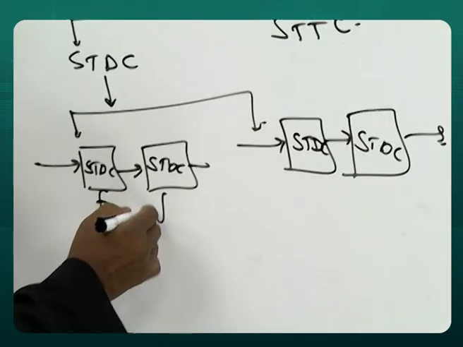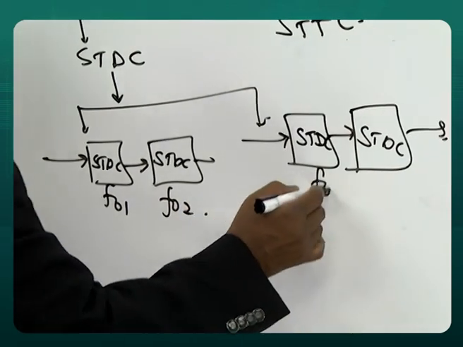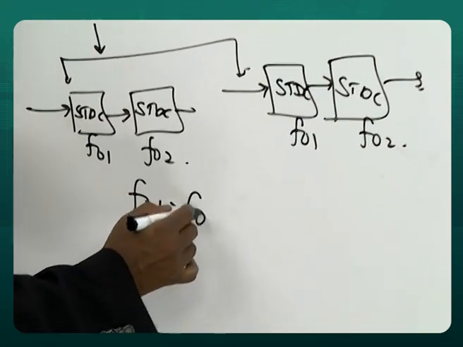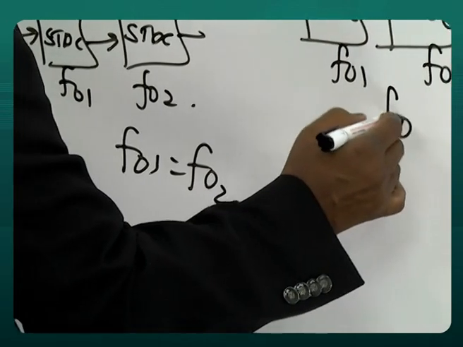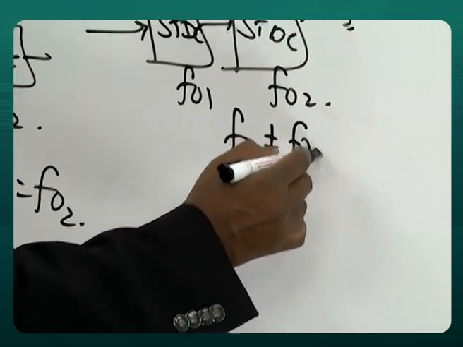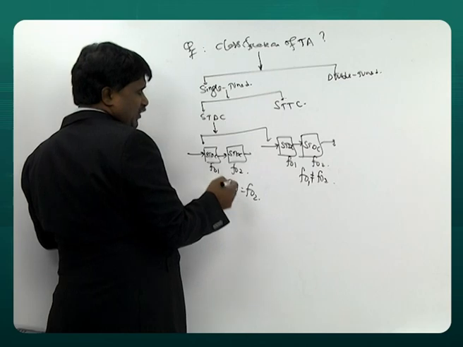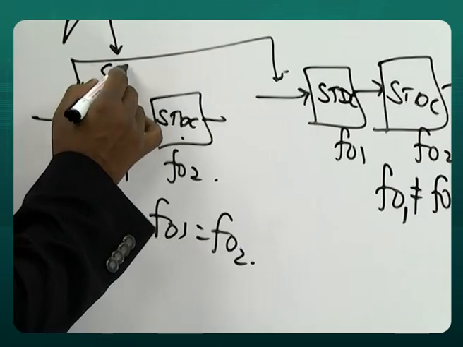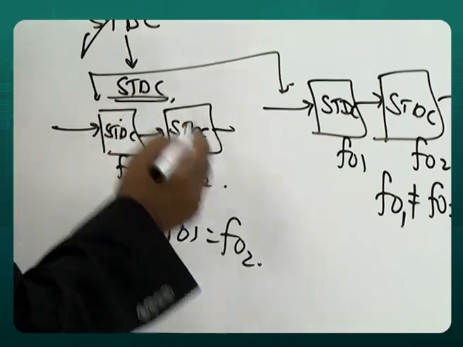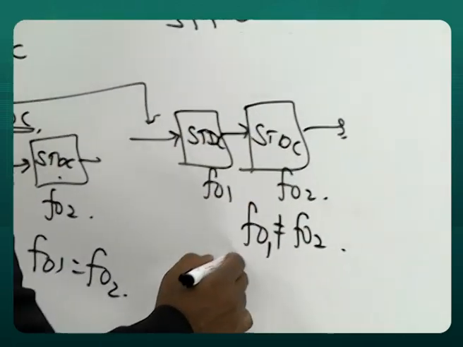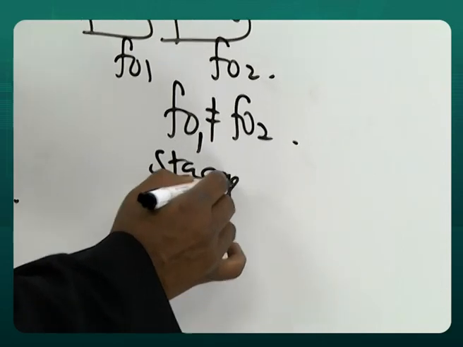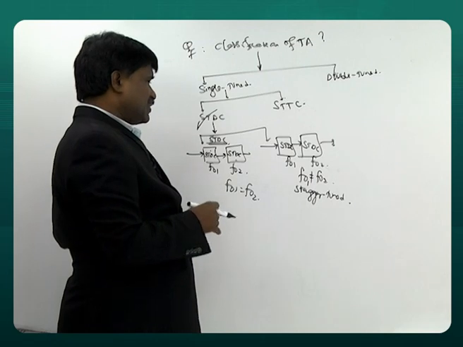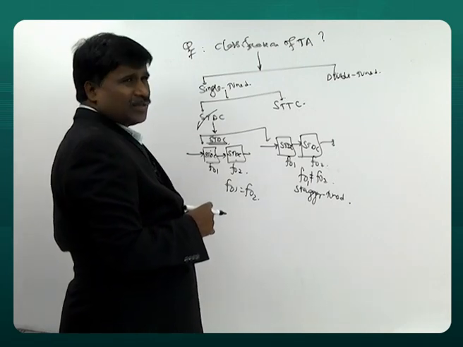This is F01, F02. If F01 is equal to F02, it is called cascaded single tune. That's why this is called single tune itself. But if they are not equal, it is called stagger tune. So stagger tuned is nothing but a single tune where the frequencies are not equal.